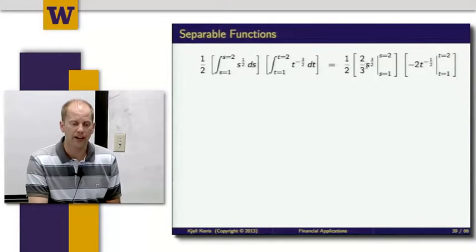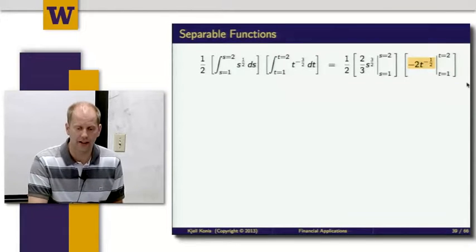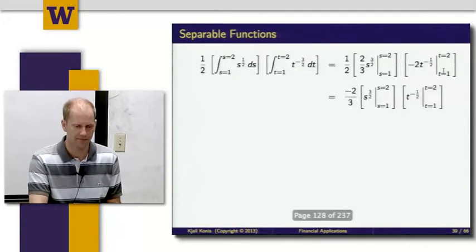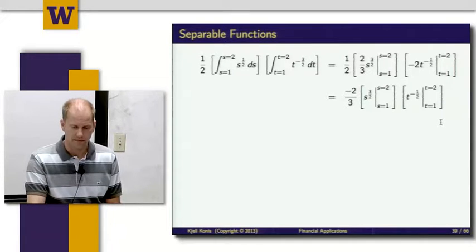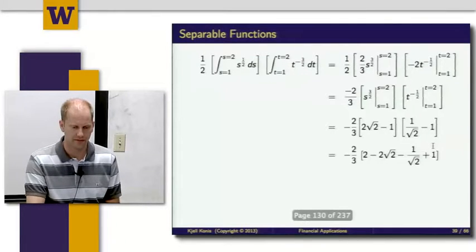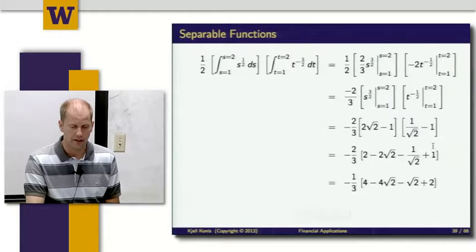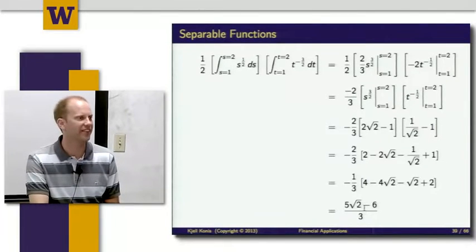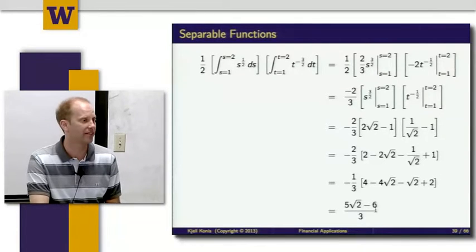So here I've just computed the antiderivative of the first function, antiderivative of the second function, then I'll have to evaluate them at their limits and subtract. So I'm just using the fundamental theorem of calculus independently now, once for this function of s and once for this function of t. And the rest of it's just a little bit of algebra. Last time it was -6 plus 5 root 2 over 3. This time it's 5 root 2 minus 6 over 3.